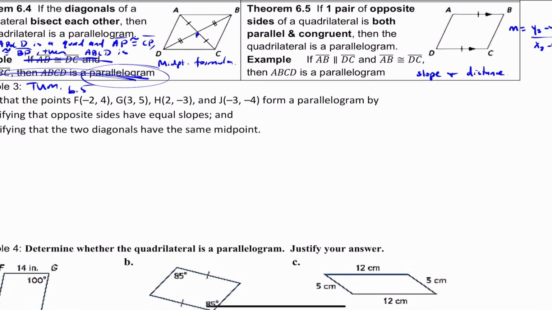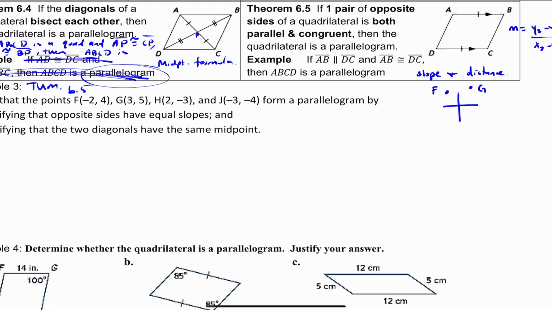Note that F, negative 2 comma 4, is basically top left. If I were to imagine a graph, negative 2 comma 4 would be on the top left of that graph. So let me go ahead and draw my quadrant. Negative 2 comma 4 would be right here. So that's F. And then 3 comma 5 would be right here. That's G.